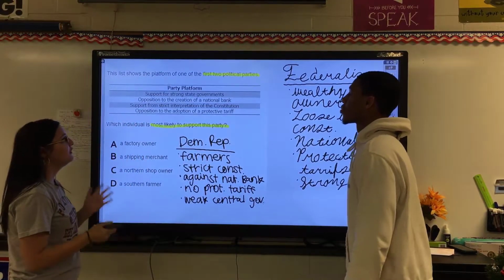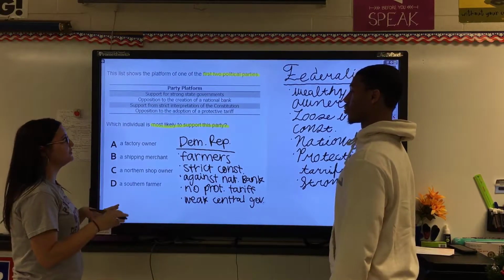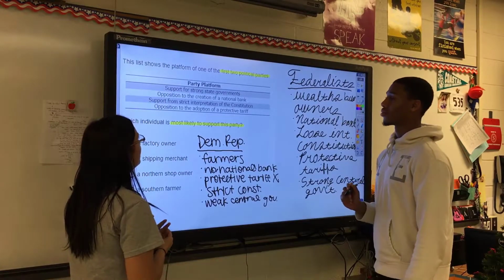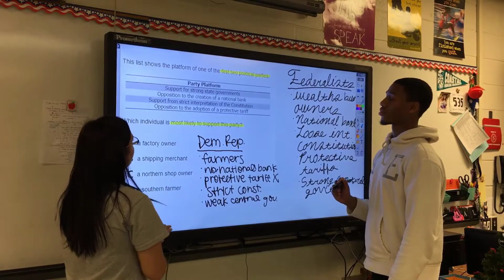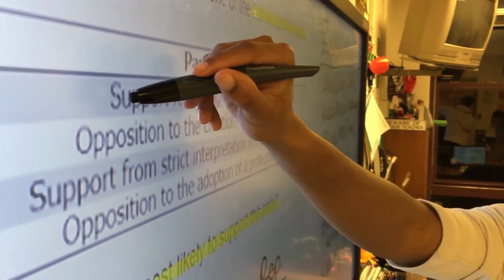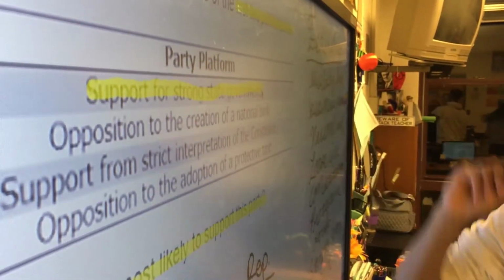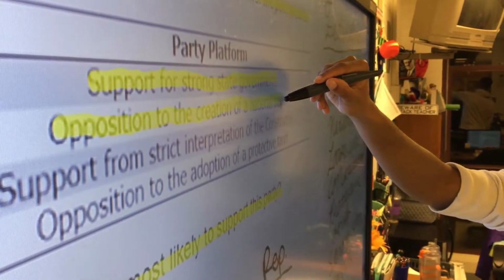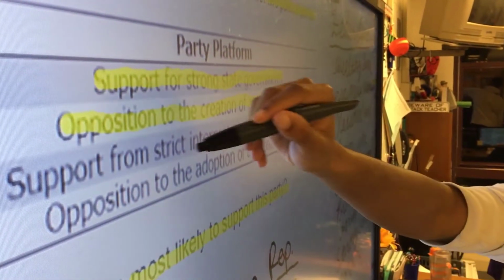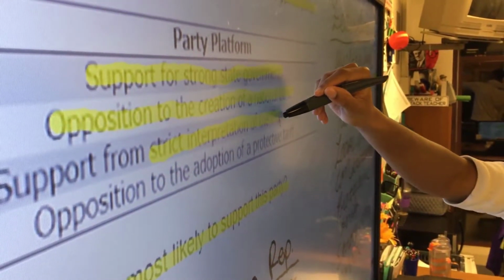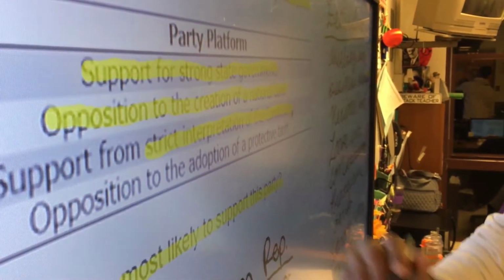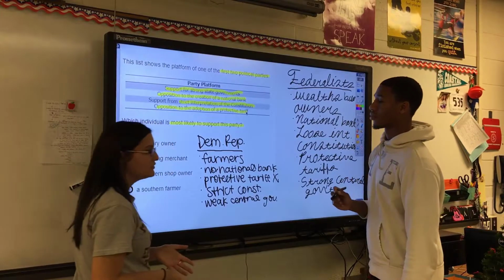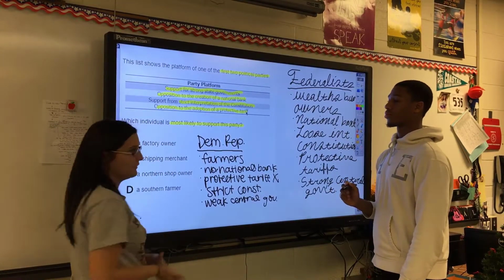Now that we have broken down the question, we are going to look at the chart and apply our knowledge that we just used to break down the question. When we look at the chart, we see 4 main points. The first one would be support for a strong state government. Opposition to the creation of a national bank. A strict interpretation of the Constitution. And the opposition of a protective tariff. By looking at this chart, we both know that they are talking about a Democratic Republican.